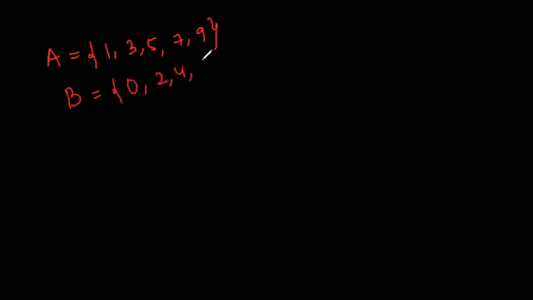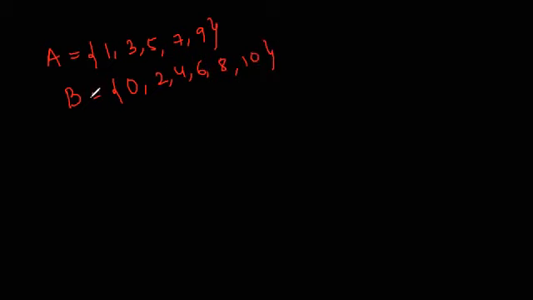So over here, two sets are taken. A can be 1, 3, 5, 7, 9, odd numbers less than 10. Similarly, B is even numbers less than 10: 0, 2, 4, 6, 8, 10.